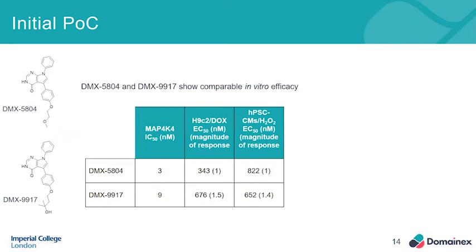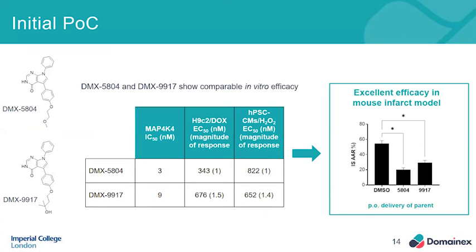At this stage, we decided to take a molecule which we called DMX5/4, which might be suitable for a type A prodrug approach, and take a molecule 9117, which might be suitable for a type B prodrug approach, and compare these side by side. You can see here that both compounds have good MAP4K4 potency. They show good protection in the H9C2 DOX assay, and the more relevant assay from the point of view of reperfusion injury, hydrogen peroxide protection in human pluripotent stem cells. Again, the compounds show good inhibition and good magnitude of response.